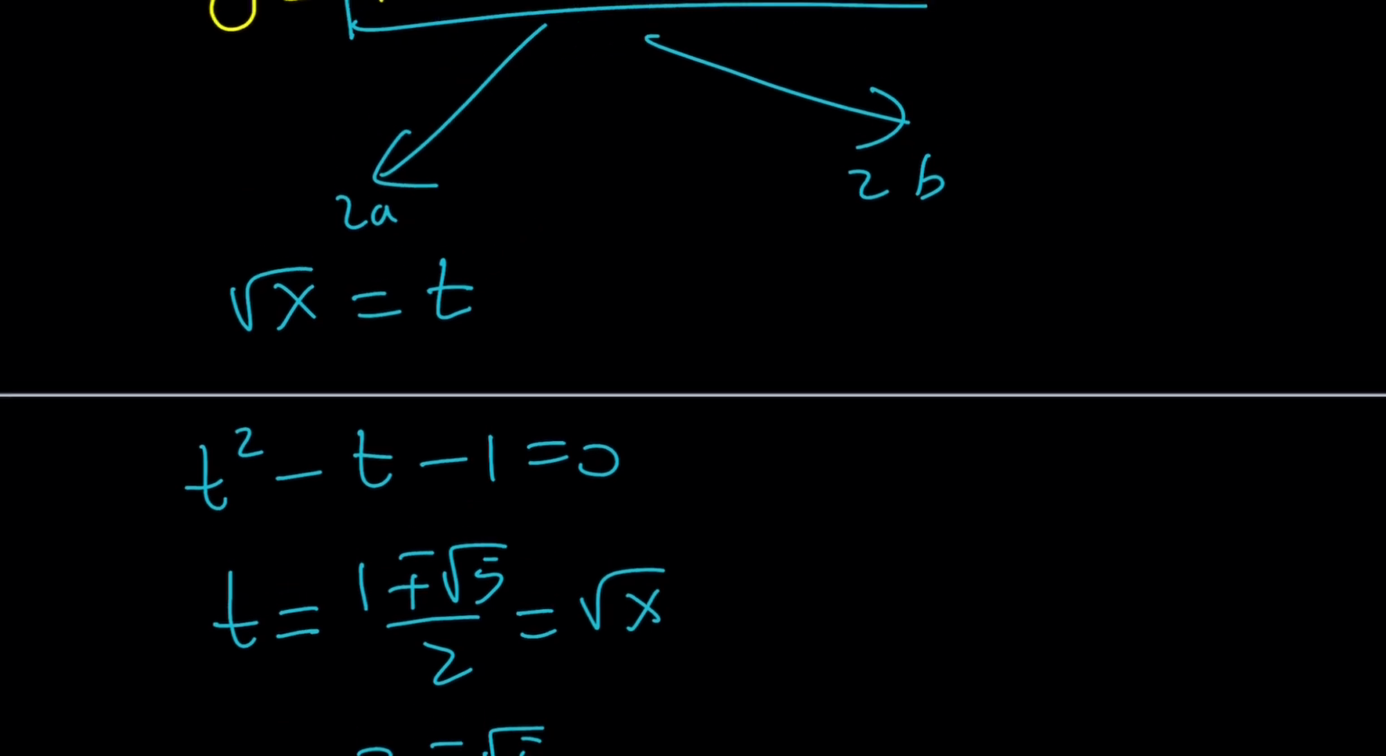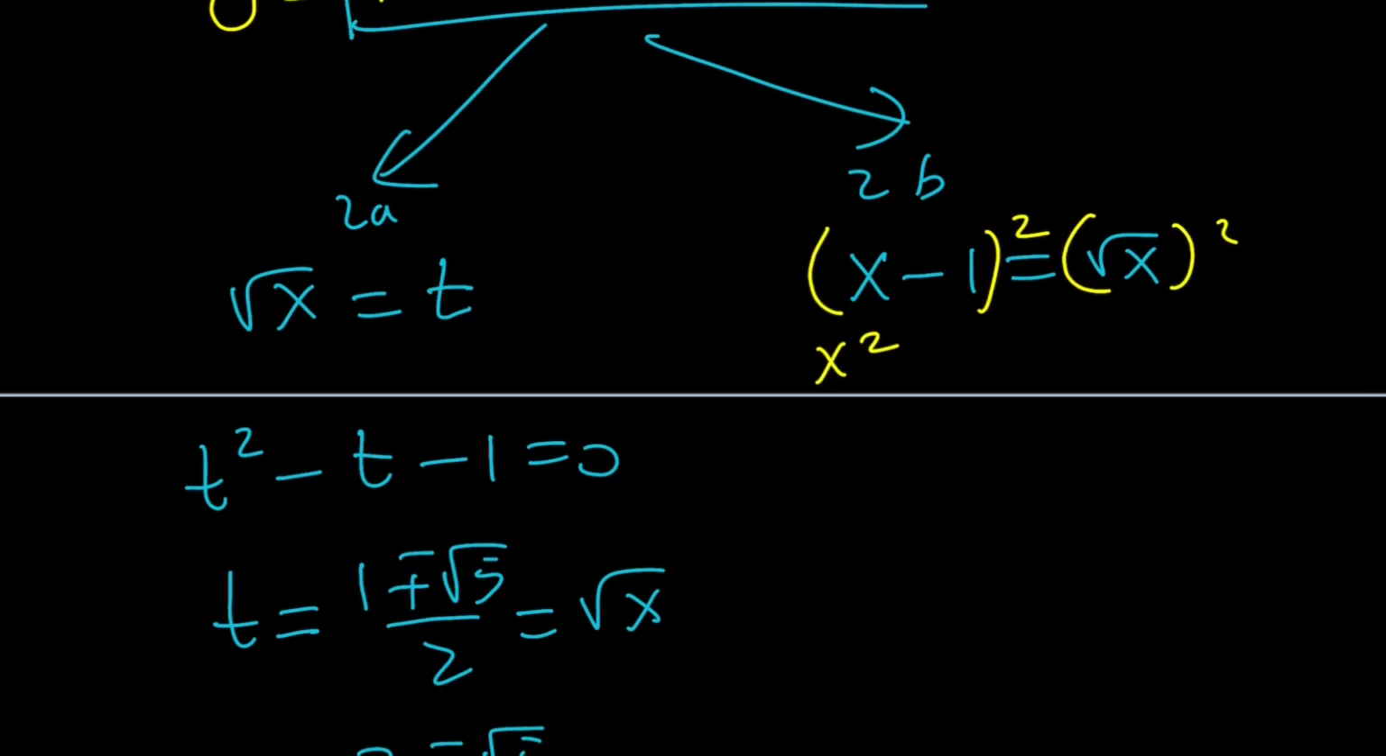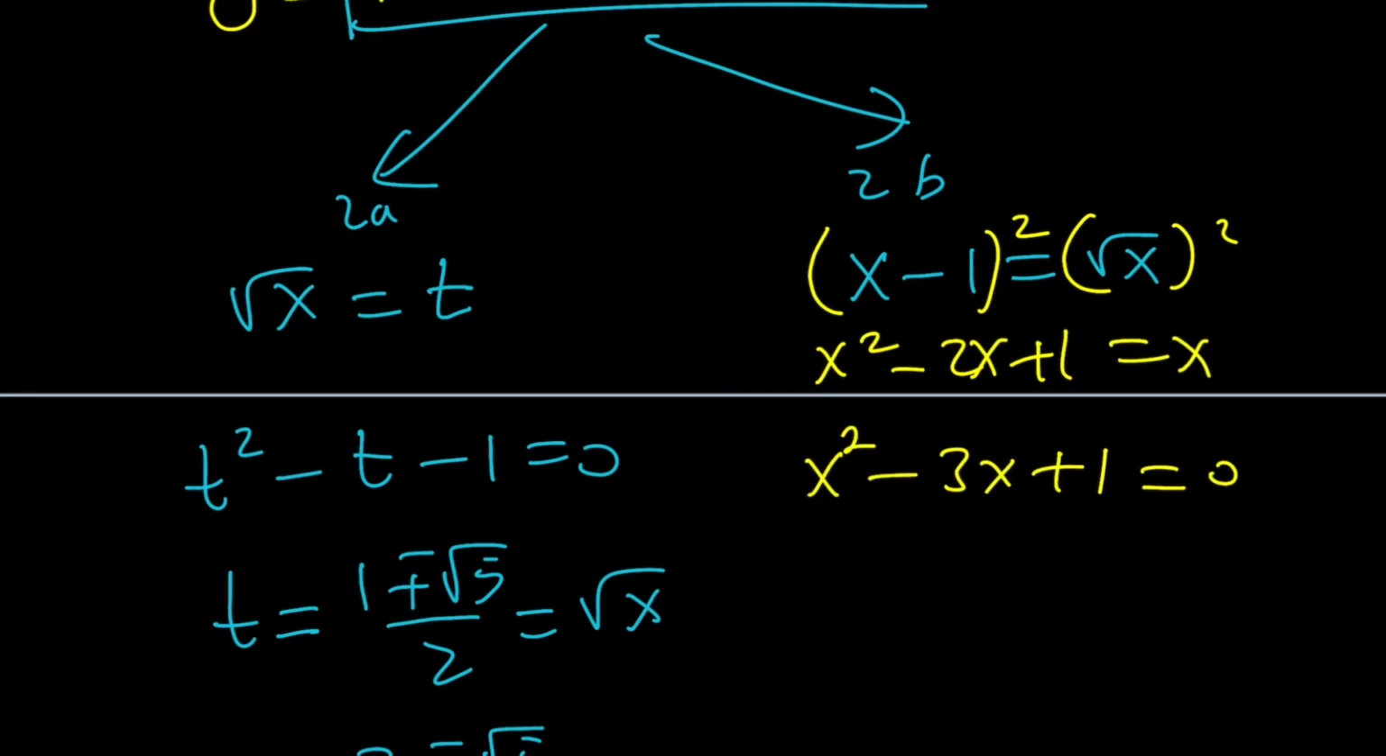The second method, 2b, is that we can just isolate x minus 1 and then square both sides. You know how this method works, right? This is going to give you x squared minus 2x plus 1 equals x, or x squared minus 3x plus 1 equals 0. Remember, we've seen this equation before, and if you solve it with the quadratic formula, you're going to get 3 plus minus root 5 over 2 again.